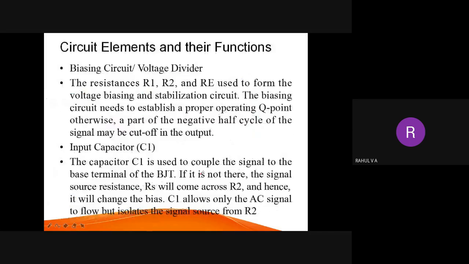Okay, again we will read. Almost, I think it should be clear to you: what C1 is for, what C2 is for, what CE is for, what RE is for, and likewise R1 and R2. So we will just read the sentences.